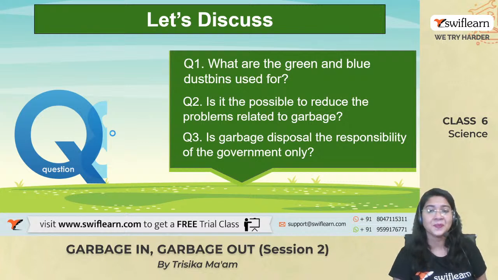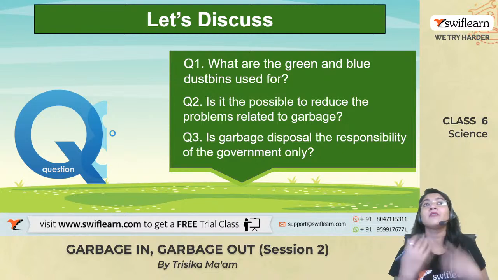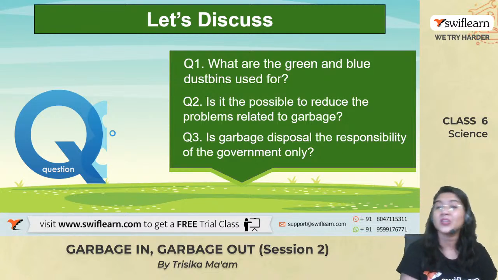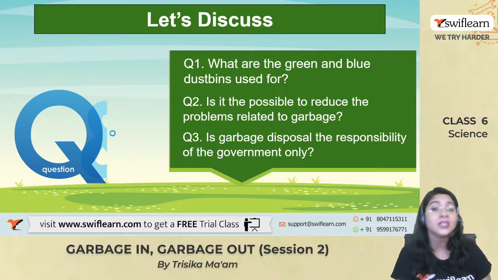Any idea? Yes, we can reduce the problem by reducing the usage of garbage, and we can also reuse or recycle the garbage at home by making vermicompost, and by reusing different plastic products and paper products, right?